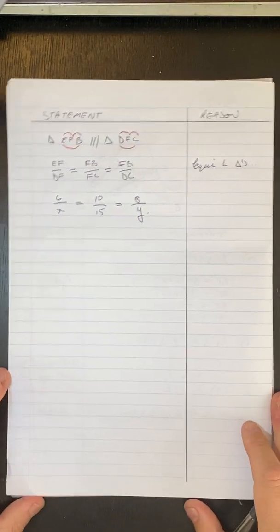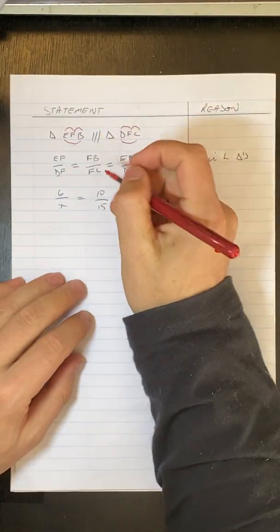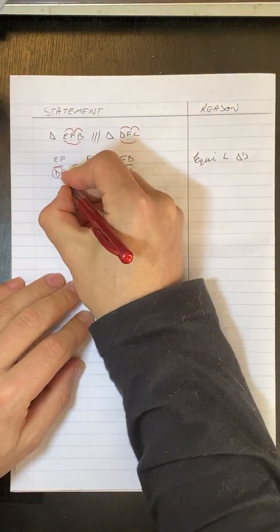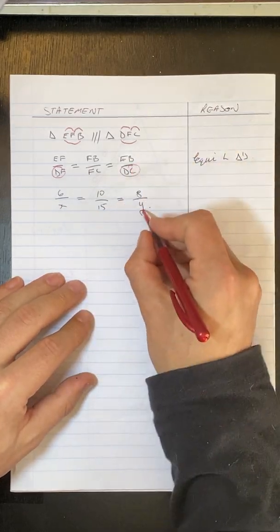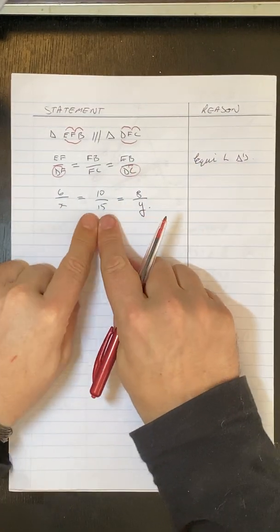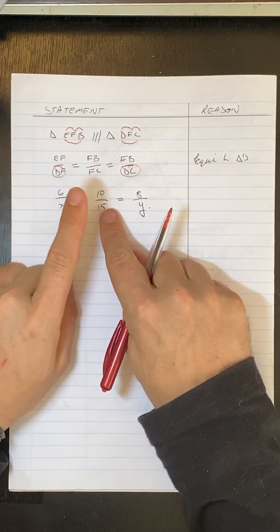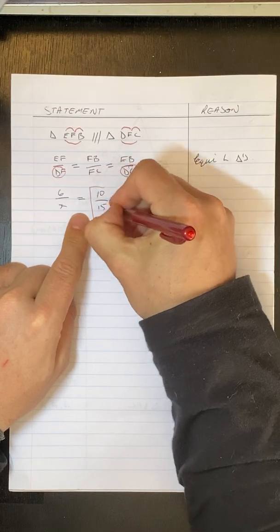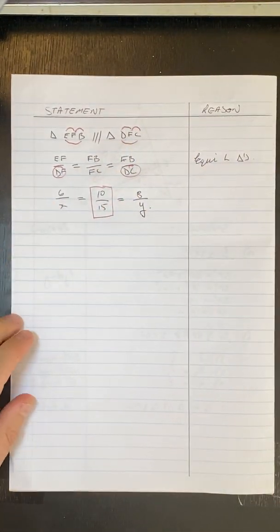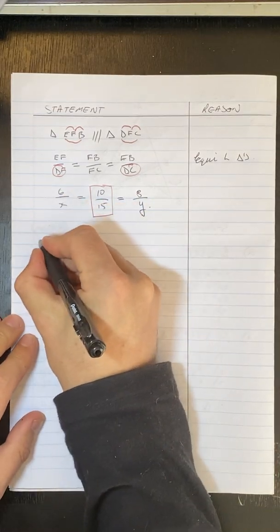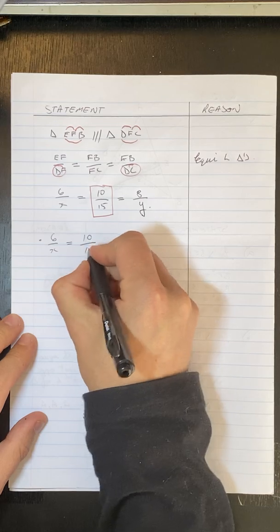Okay, now just remember, I want to just ring the ones that they asked us to solve. So they asked us to solve FD, which would be our X, and the DC, which will be our Y. Okay, so we want to solve for these two. The fraction that we know is this one. We know both top and bottom. So I'm going to set the other two equal to that and then solve. So the first one would be 6 over X equals 10 over 15.